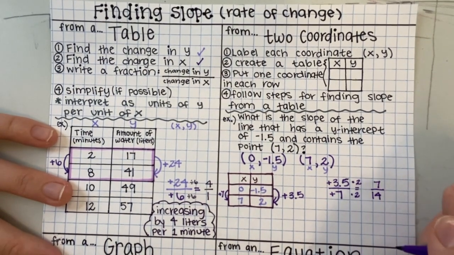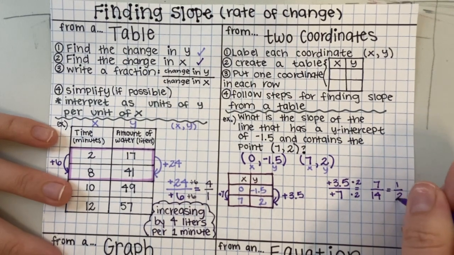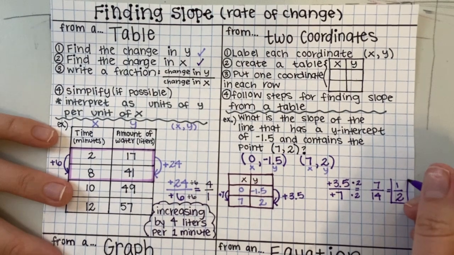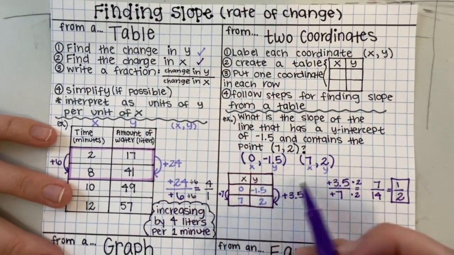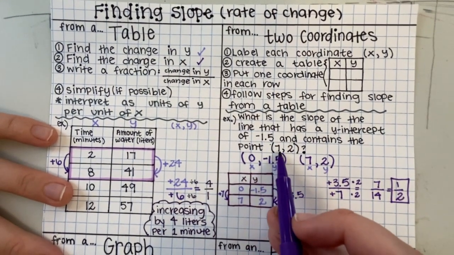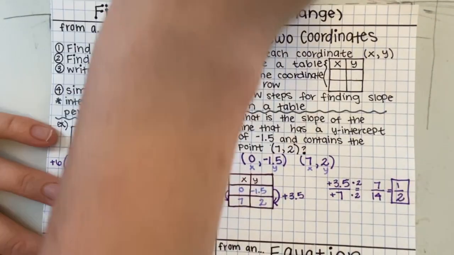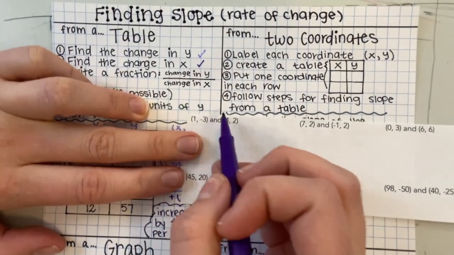I'll see that it's 7/14. And so I know this reduces down to 1/2. Both of them were positive, so we've just got a positive in the end. So my slope of the line that has a y-intercept of negative 1.5 and contains the point 7, 2 is 1/2. So let's just do one more problem. Let's look at this one.